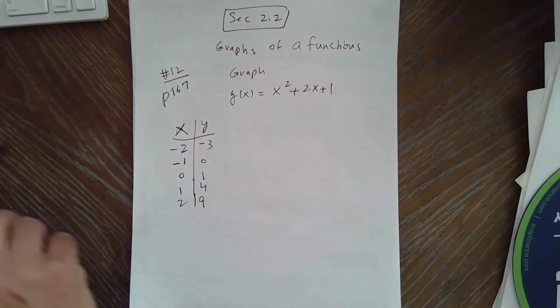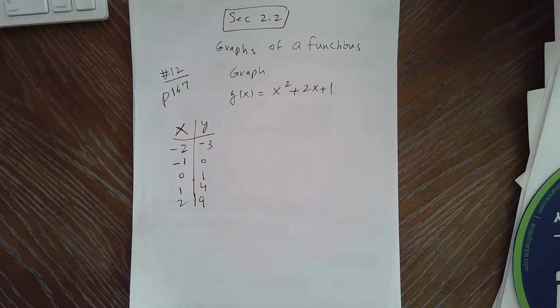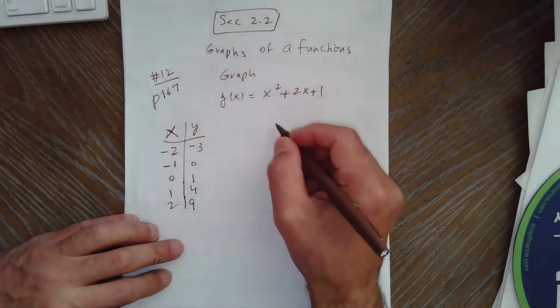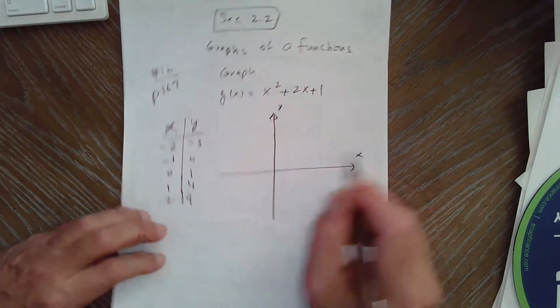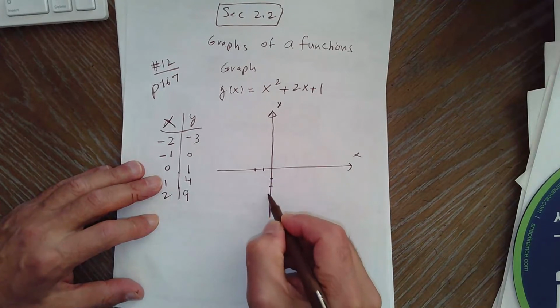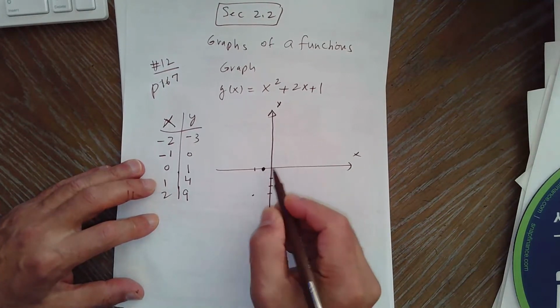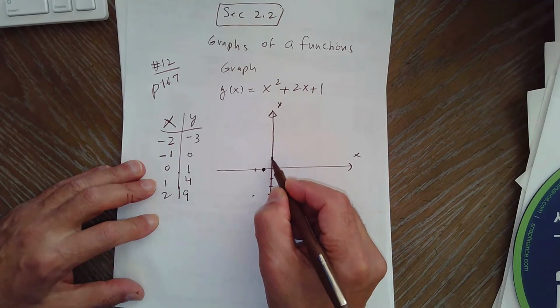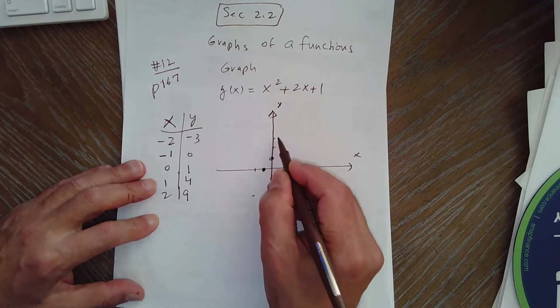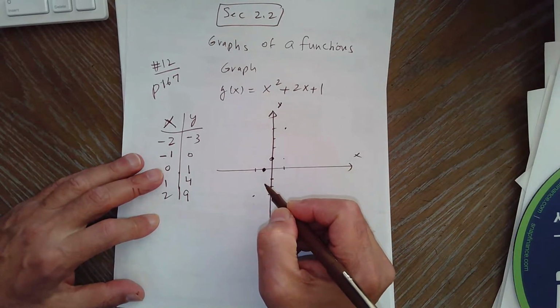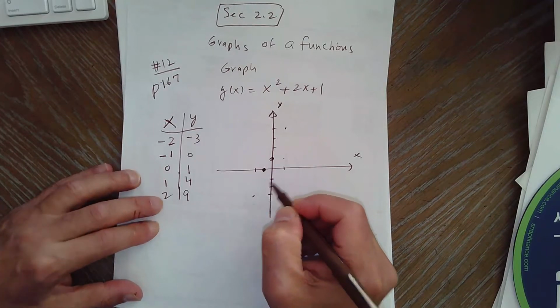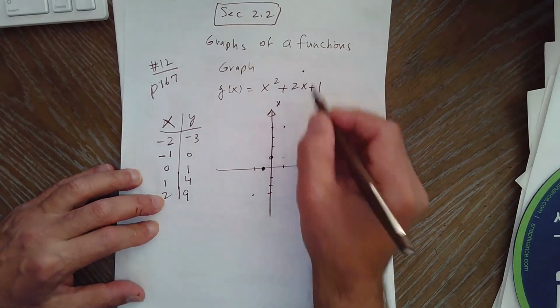Okay. Here's another example. Okay, they want domain and range. So if you graph it here, once you graph it, then you can easily do domain and range. So -2, -3, -1, 0, 0, 1, and 1, 4, and then 2, 9. It's going to go up to there.